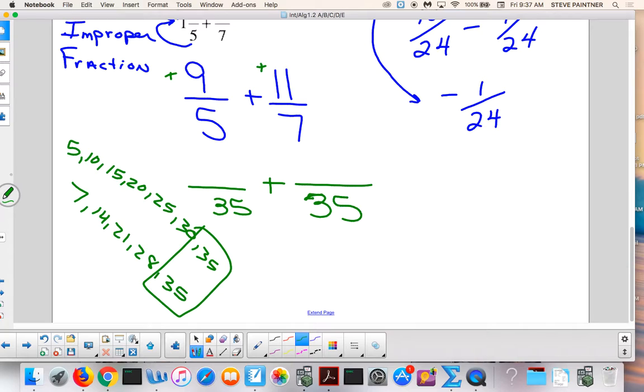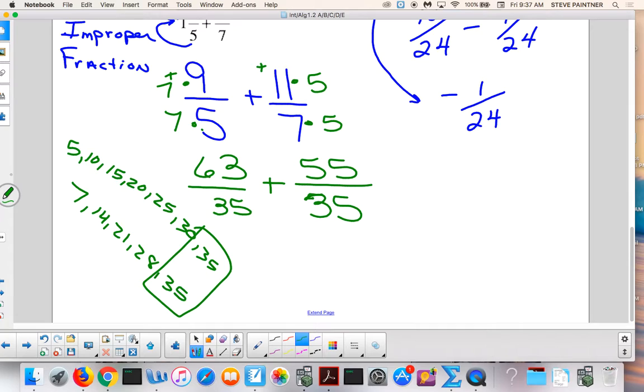Whoa, 35. Multiply and multiply. What are we multiplying by? This one multiplied by what? 7. This one, 7. What do you get? 7 times 9. 63. Yep. Okay. Alex, you got a question? No. 7 times what here? 5. Answer?